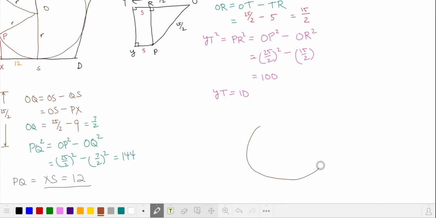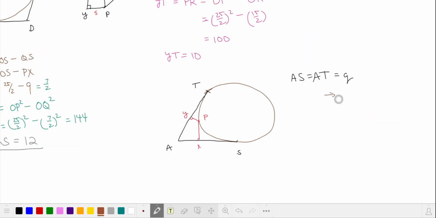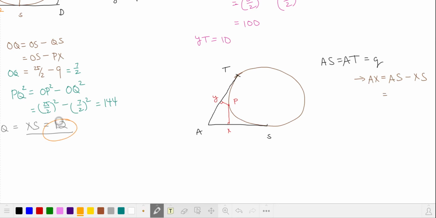Let's take a closer look at our circle and this point A that's tangent to the circle at points S and T. We have that the distance from A to S is the same as the distance from A to T. Let's call that distance Q. We'll add in P. We have that AX is equal to AS minus XS. We already found that XS is 12, so this expression is Q minus 12. And we have that AY is AT minus YT. And we found YT up here, that's 10, so this is Q minus 10.